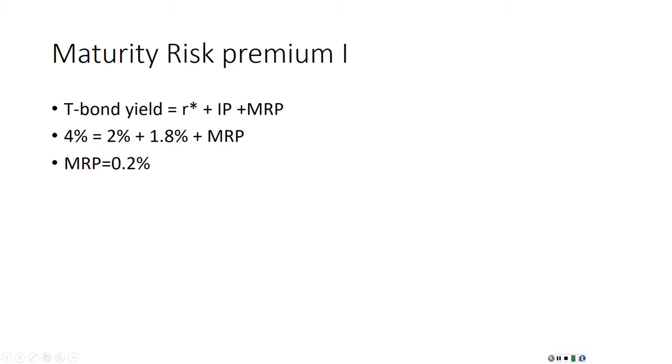Well, the T-bond yield should be equal to the real risk-free rate plus the inflation premium plus the maturity risk premium. The 2-year Treasury bond yield is given as 4%, the real risk-free rate is given as 2%, and the inflation premium is 1.8%. So the maturity risk premium must be equal to 0.2%.